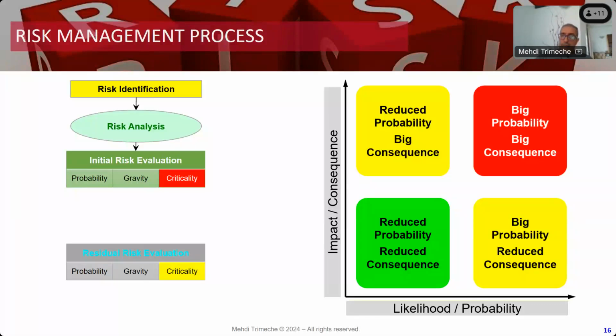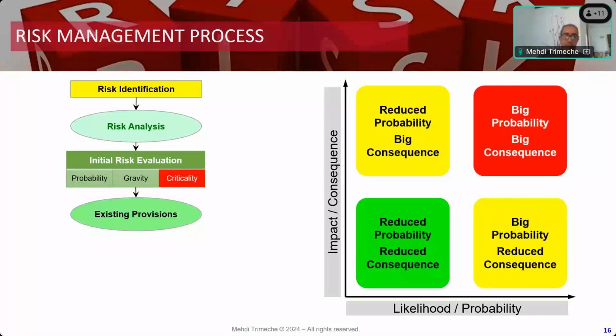So after the initial risk evaluation, we consider the existing provisions and we re-evaluate risks. So here we have the existing provisions. For the risk analysis, we consider that we have nothing in place. We have this event that may have this consequence, and we analyze it as is. And then we consider the existing provisions.